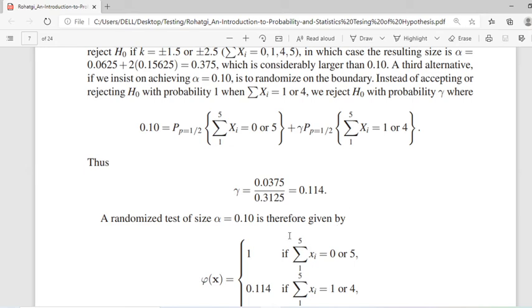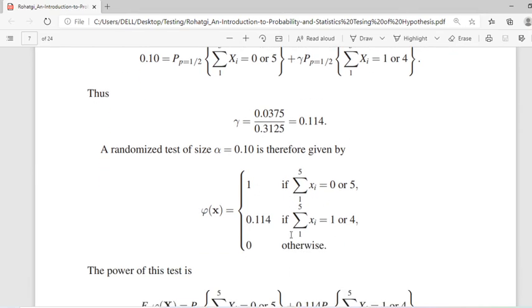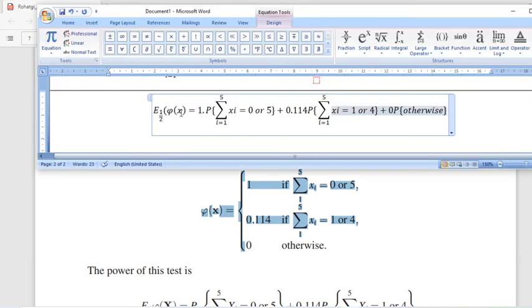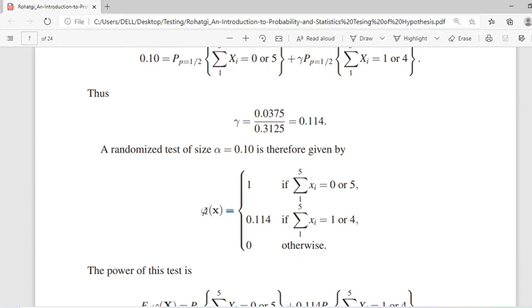So this is a randomized test function for the rejection or acceptance of the null hypothesis. Using this test function, we have identified it by using this expression, because that expression is nothing but this one. So the expectation of phi of x is this one. So what will be the phi of x? Phi of x should be like this. So that is the idea. We have identified the test function.